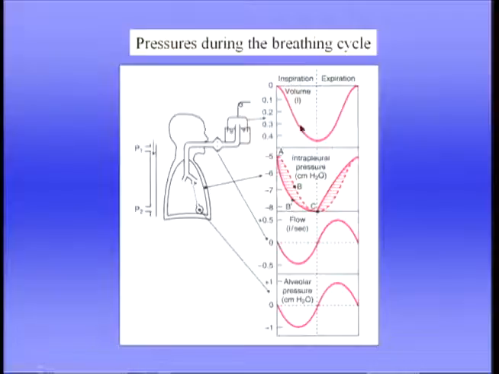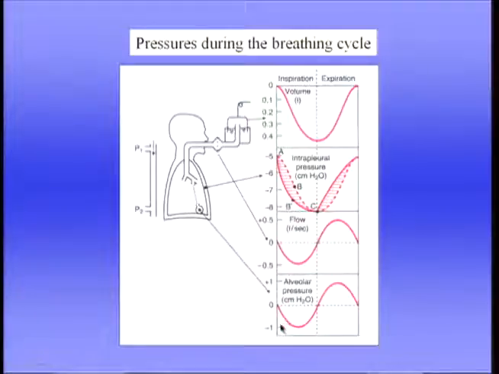In fact, if you've got a mathematical turn of mind, you may notice that the flow rate is simply the slope of the volume tracing here. It's actually the derivative of volume with respect to time. And we could, in fact, measure the flow rate by taking the derivative of volume, but it's actually better in practice to use a flow meter, which is what we're doing here. So the volume and flow patterns are really quite simple.